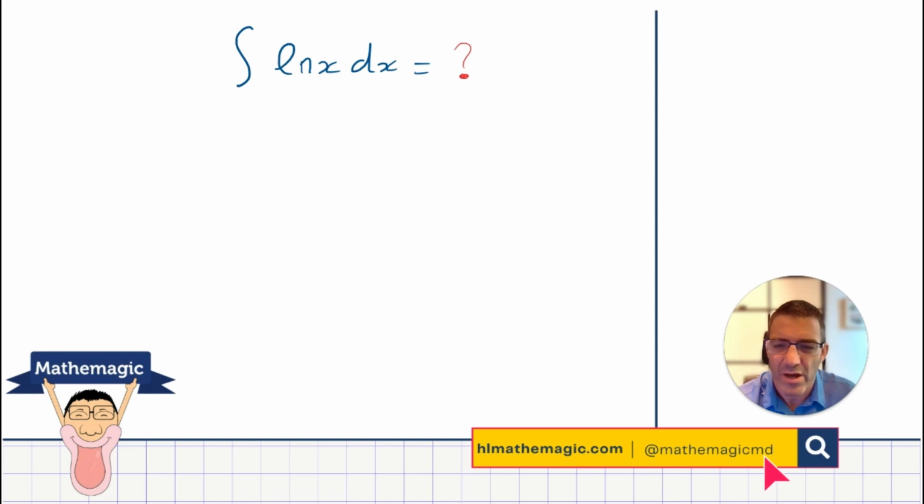Hi, today we look at how we integrate ln x. Ln x has a standard derivative that's 1 over x, but the integral is less well known. We can use integration by parts to figure it out. Let's try it out.